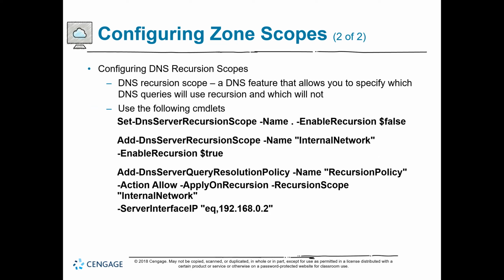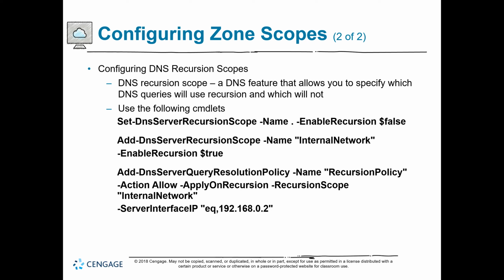Configuring DNS recursion scopes. DNS recursion scope is a DNS feature which allows you to specify which DNS queries will use recursion and which won't. Then use the following cmdlet: Set-DnsServerRecursionScope, then the name, and then -EnableRecursion $false. Then Add-DnsServerRecursionScope, name, internal network, -EnableRecursion $true.